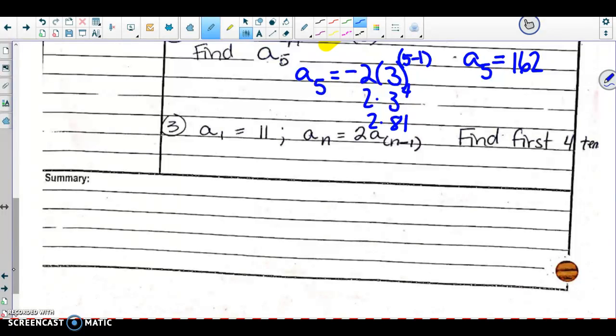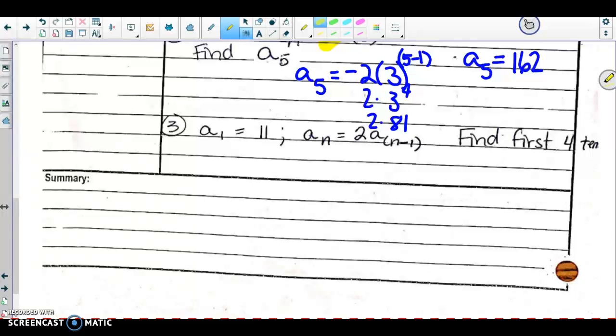Okay? And then finally, this last example says a sub 1 is 11. So that's my very first term. A sub n is 2 times a sub n minus 1. Find the first 4 terms. I kind of ran out of room over there. Okay, now this is weird. This is not to the power of n minus 1. So what in the world is this saying?